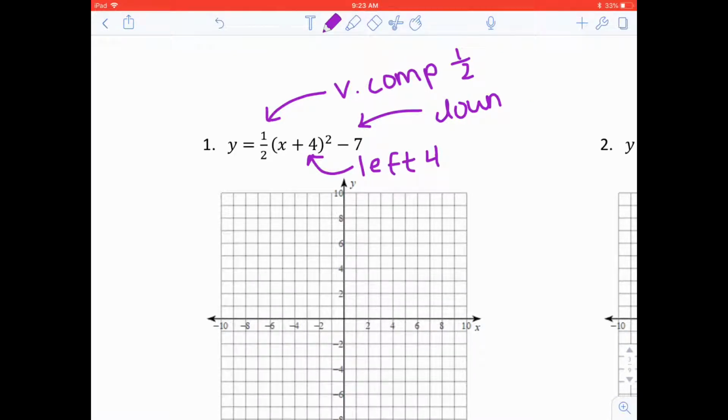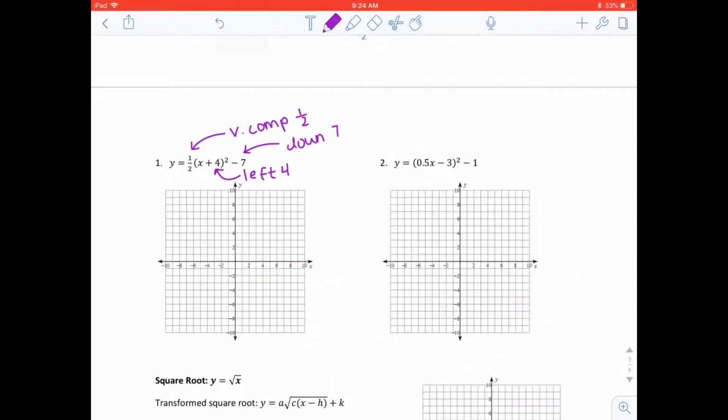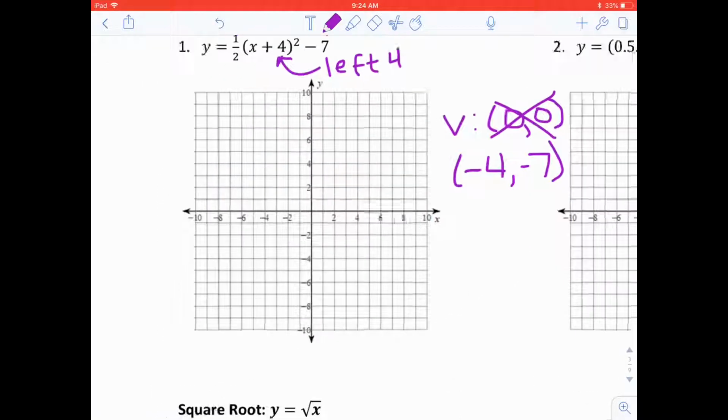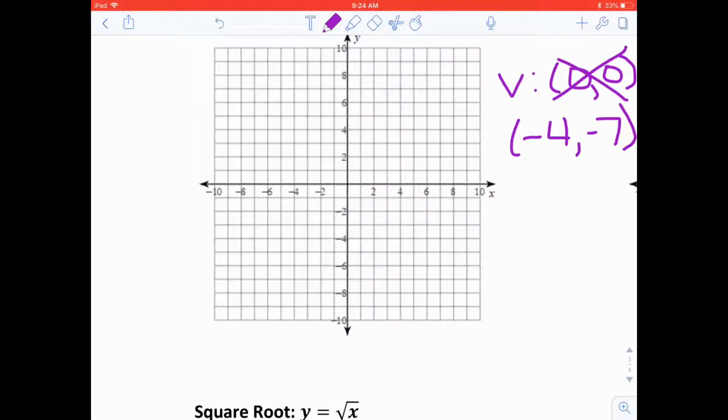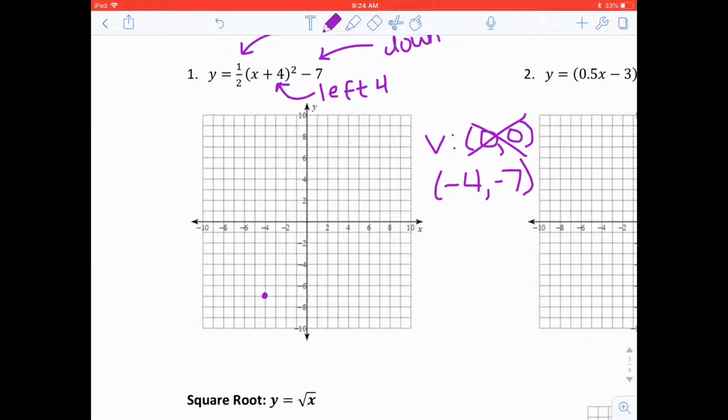You guys, I promise I'll get better. Oh, so bad. Okay. So if the original vertex is at the point 0, 0, then our new vertex moves to the left 4 and down 7. So our new vertex is at the point -4, -7. So I'm going to go ahead and plot that point, -4, -7. There we go. Okay.